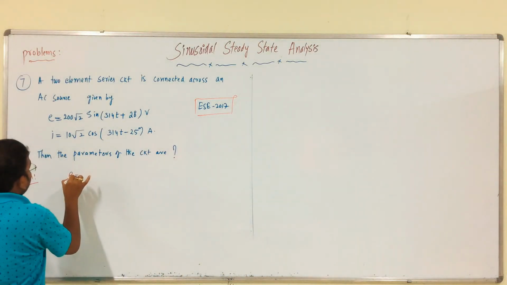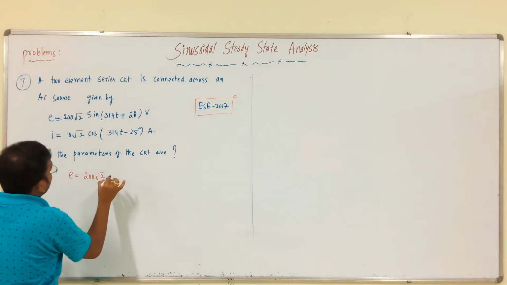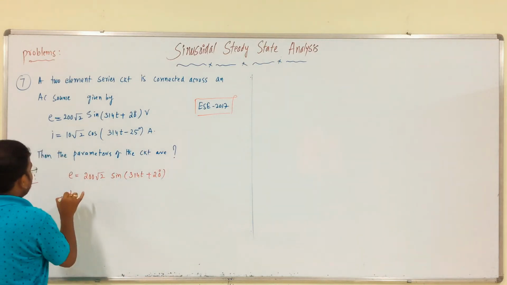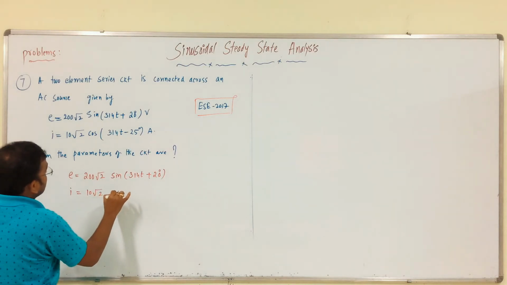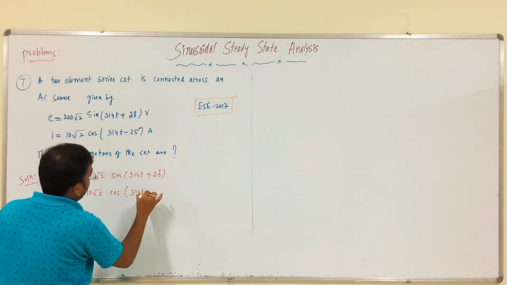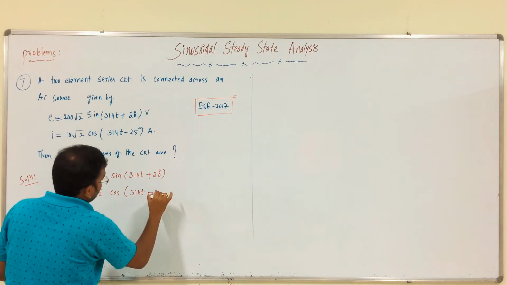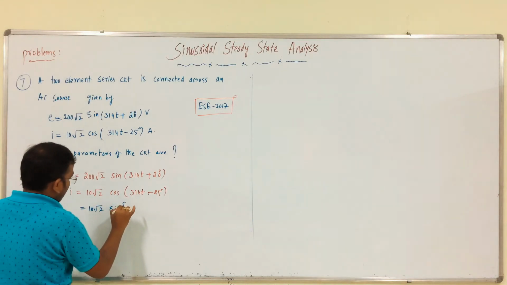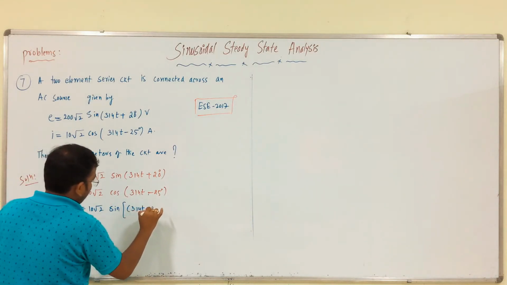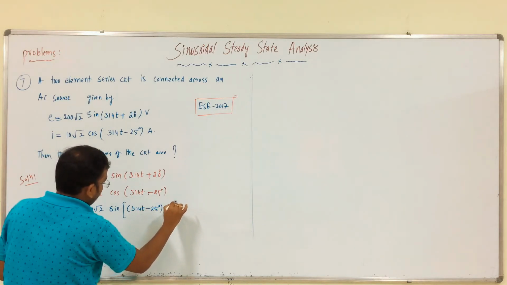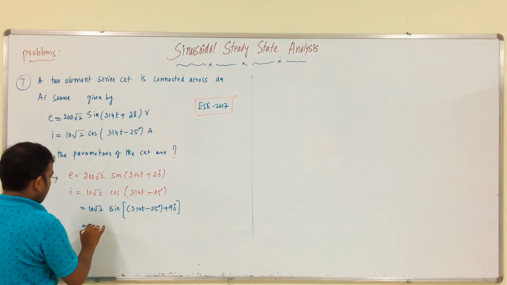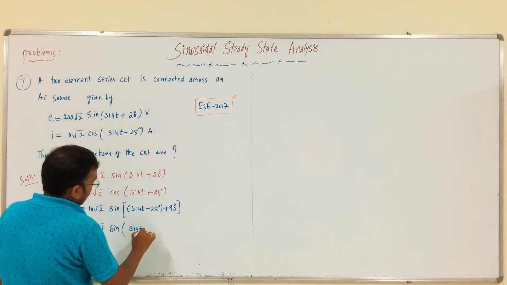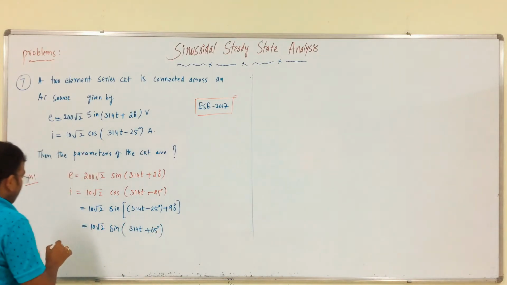Given E is equal to 200 root 2 sin(314t plus 20 degrees), and the current is 10 root 2 cos(314t minus 25 degrees). Therefore, we can write 10 root 2 sine(314t minus 25 plus 90). Can we write like this? Therefore, the answer is 10 root 2 sine(314t plus 65), since 90 minus 25 is plus 65. That's it. This is the current.